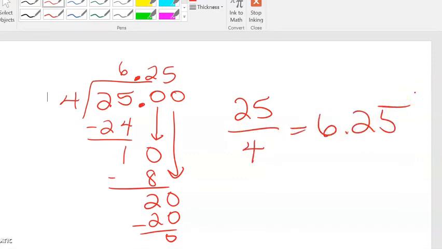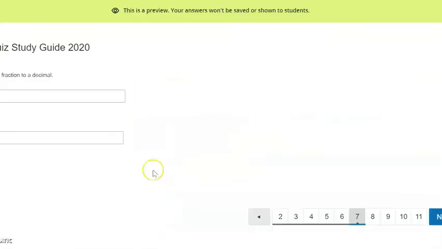And again, you could have done that by changing it to a mixed number. You also could have done it in your calculator or checked it in your calculator. So for that one, I'm getting 6.25 or 6 and 25/100ths.